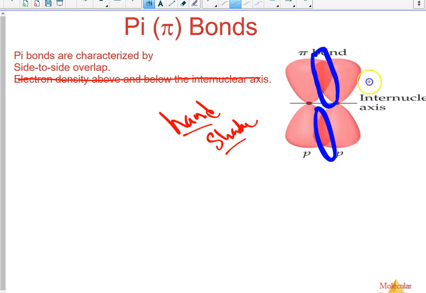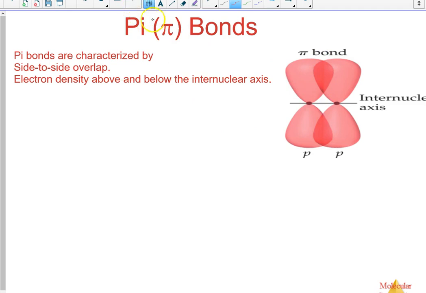Okay? So this is where the P clouds overlap. They align in two separate locations, and they're significantly more energetic. You don't need this electron density, by the way. Just need to know it's side-to-side overlap.